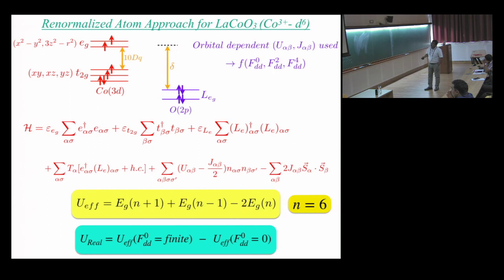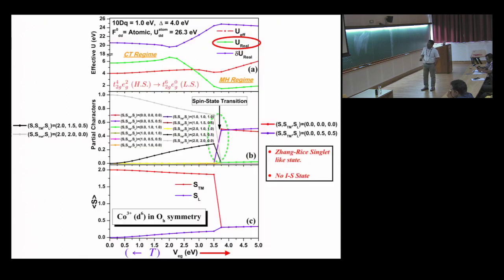And the other thing is, you need to also root out all excitonic effects. So you do this calculation, where you do it for finite UDD, F0DD, which is the monopole part in which we are interested, and take out the value of U effective where the monopole part is 0. Okay, so since I don't have too much time, you should look at the green curve here.